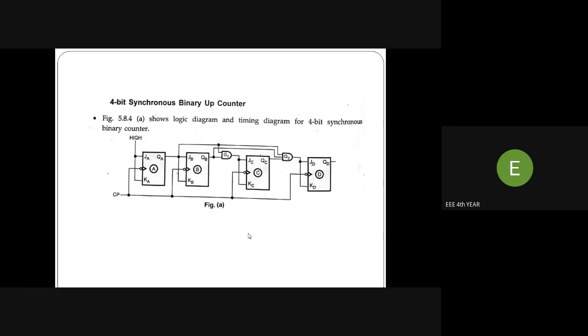What is 4-bit? 4-bit in the sense we need 4 flip flops. So for 4-bit we are using 4 flip flops. For a synchronous counter, all the flip flops are clocked simultaneously. For a binary up counter, the JA and KA values are given as high.